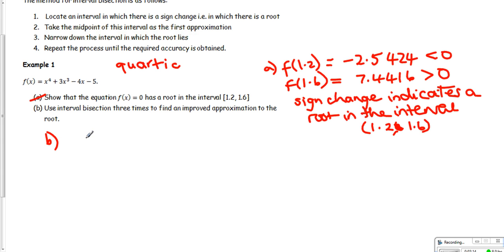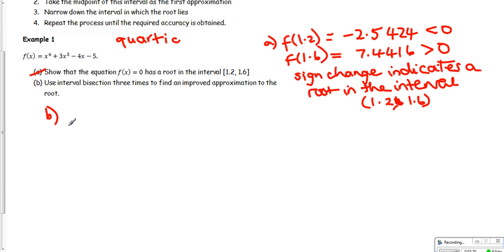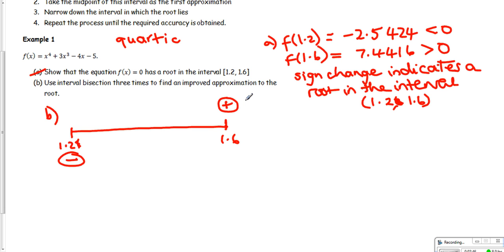And now we're going to look at the actual method that we're going to use to narrow down the calculations and see if we can get a little bit closer to that root. So it says use interval bisection 3 times. They very often tell you how many times to apply a method. Now what I tend to do is draw a bit of a line to represent the interval. So we know that the interval is 1.2 and 1.6, and we knew that 1.2 gave us a negative value, and 1.6 was up here, it gave us a positive value. So somewhere in between, it must have crossed through the axis and we must have had a root.